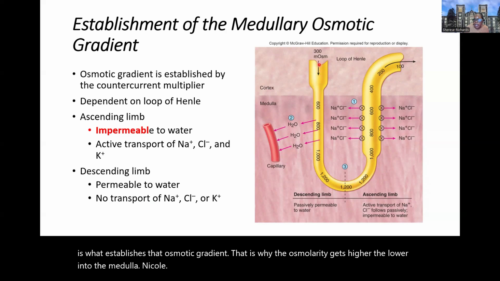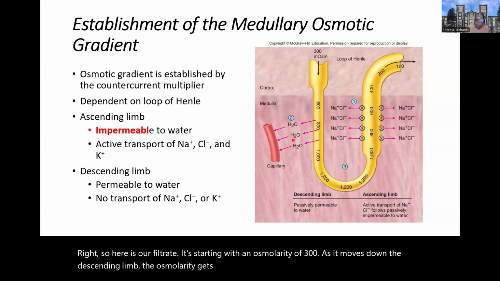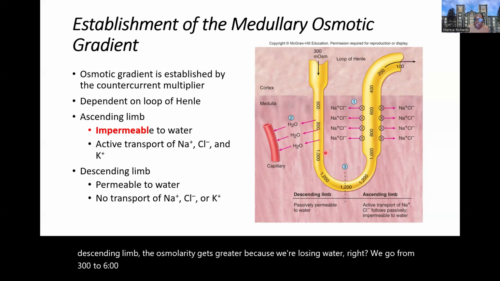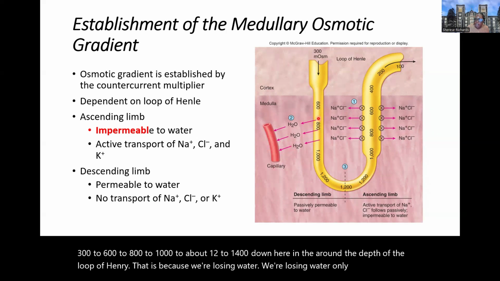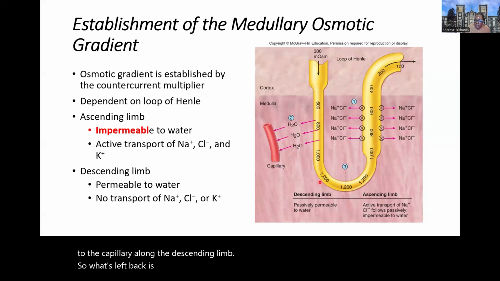Right. So here is our filtrate. It's starting with an osmolarity of 300. As it moves down the descending limb, the osmolarity gets greater because we're losing water. We go from 300 to 600 to 800 to 1,000 to about 1,200 to 1,400 down here in the dip of the loop of Henle. That is because we're losing water, only being reabsorbed into the capillary along the descending limb. So what's left behind is extremely concentrated, with a higher osmolarity.